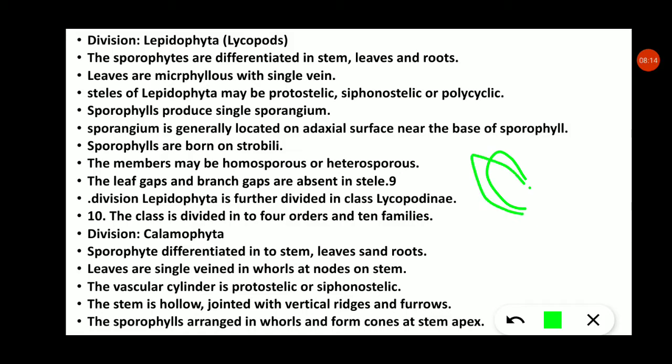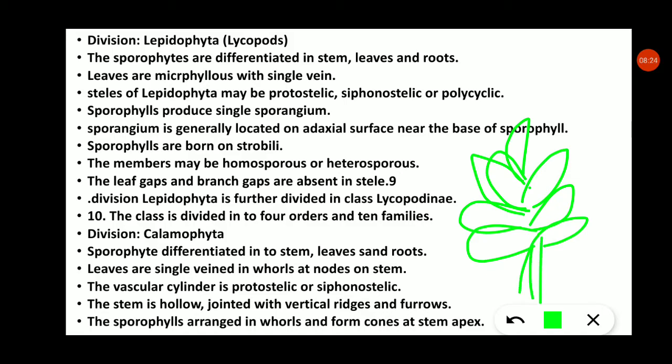Okay, this is the sporophyll. These sporophylls are arranged in whorls and form the cone at the stem apex. At the stem apex, they form a cone-like structure. This cone-like structure bears the sporophylls, which are arranged in whorls.